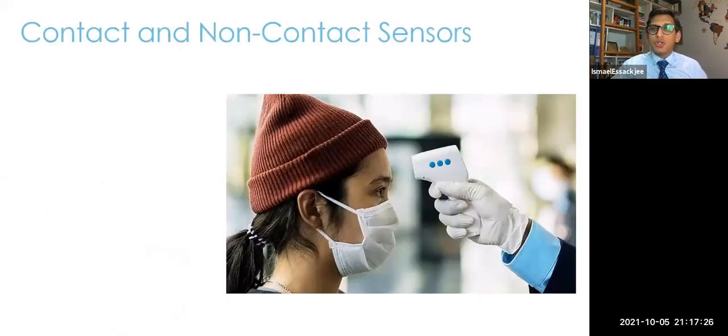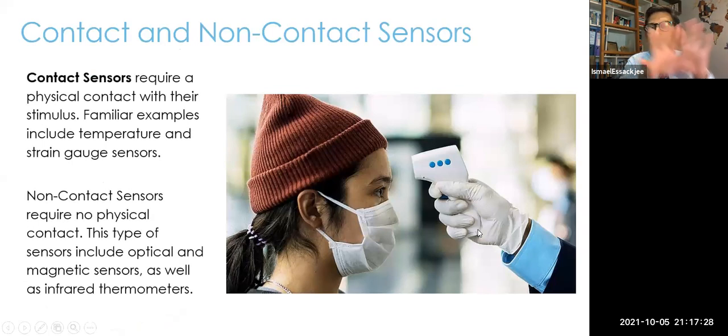Next is contact and non-contact sensors. Basically, this is what you are used to nowadays. Everywhere you go, to the supermarket and so on, they're just going to gun you down and take your temperature. This is what you call non-contact. This is what you have in the pictures, non-contact sensors.